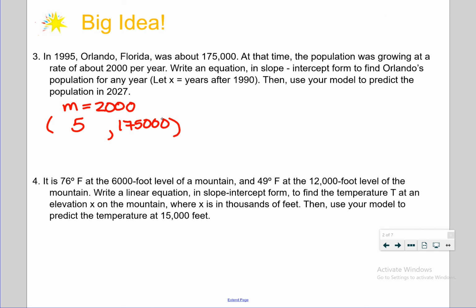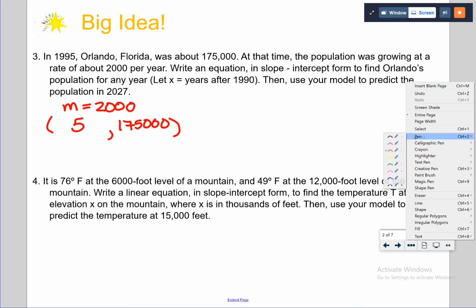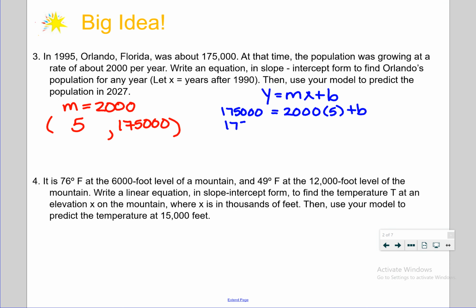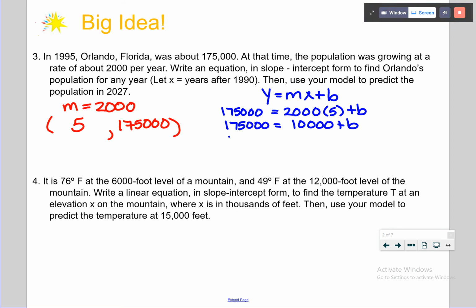It's just like yesterday now, right? We just kind of have to decipher those pieces, but after this, we can go straight to our y equals mx plus b and plug in what we know. We know my slope is 2,000. My y is 175,000. My x is 5. 5 times 2,000 gives me 10,000 plus b. Subtract 10,000.